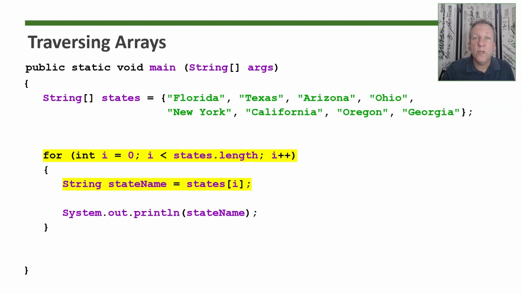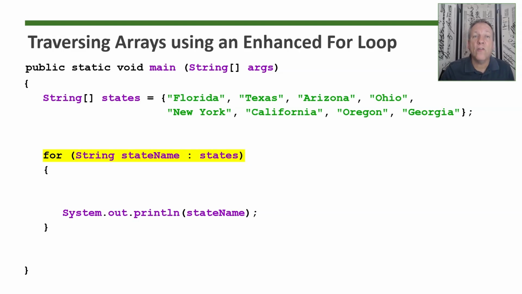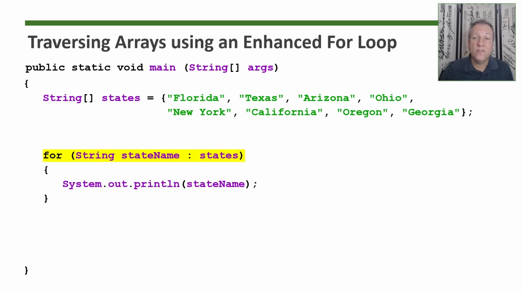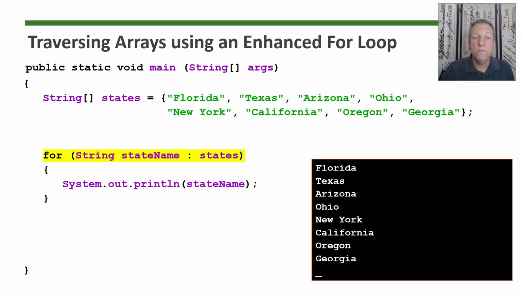Well, this can actually be replaced with code that looks like this. This is called an enhanced for loop. And you'll notice it's much shorter, much more compact, and it reads like this: for each String that I'm going to call stateName within the states array. And what will happen is one at a time, each value from my array states will be populated into the stateName variable, and then I can process it within my loop. And in this case, I'm printing out the stateName. So when I run this code, it prints out all the states just like it did before.